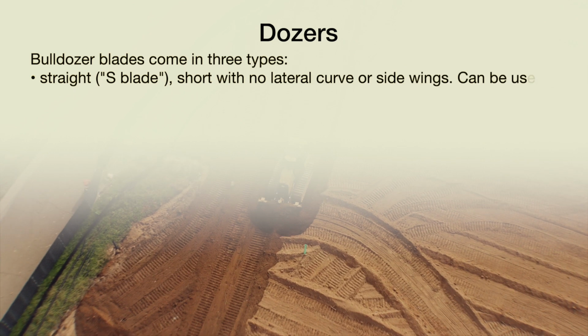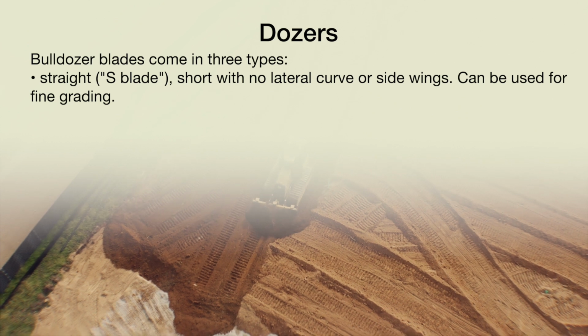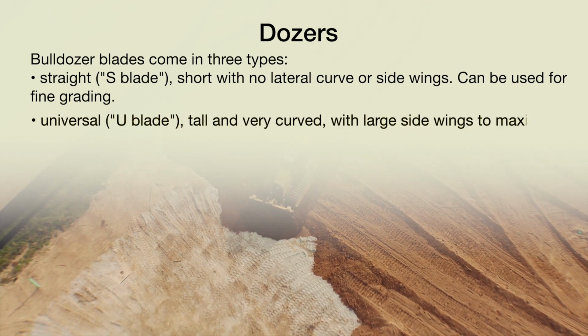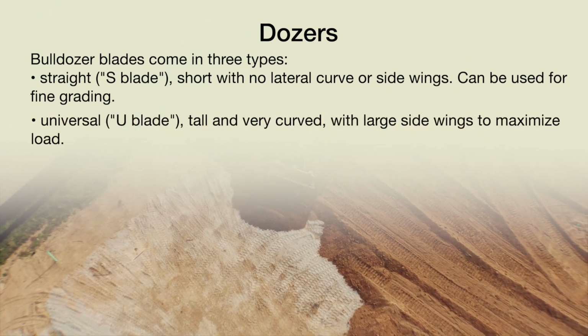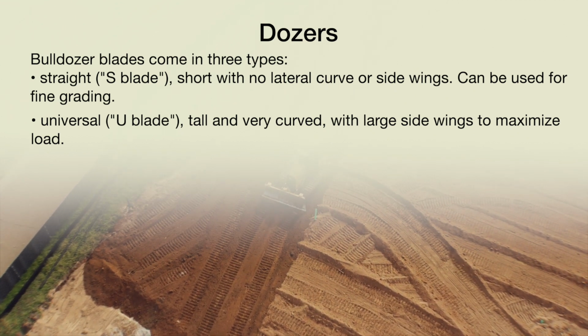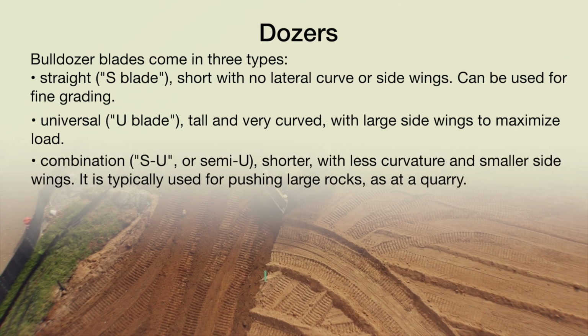Bulldozer blades come in three types. First is the straight S blade, short with no lateral curve or side wings, can be used for fine grading. Next, the universal U blade, tall and very curved with large size wings to maximize load. Combination SU or semi-U, shorter with less curvature and small side wings. It is typically used for pushing large rock as at a quarry.